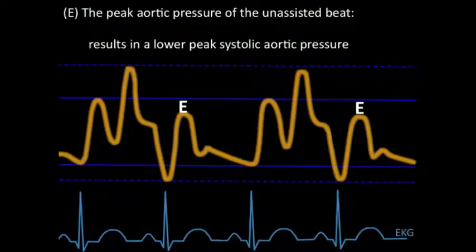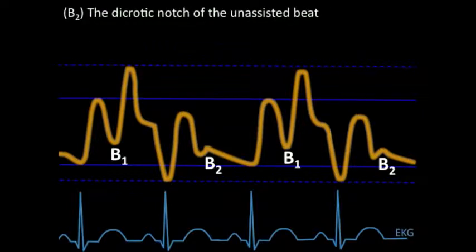And what's quite remarkable about all of this is that even though we're at a lower peak systolic aortic pressure, the left ventricle can actually eject more blood even though it's not working as hard. So that's quite fascinating. And now we get to the dicrotic notch of our unassisted beat. And here it occurs at a slightly lower aortic pressure than it did with the assisted beat. And this is simply due to the fact that our previous peak aortic pressure was lower. So since E was lower, B2 will be lower.